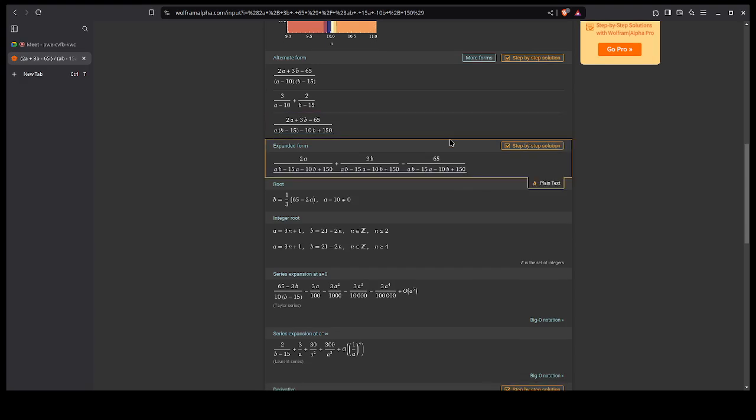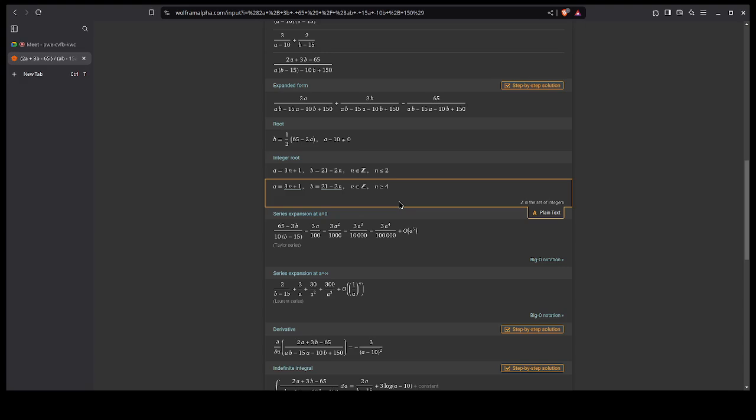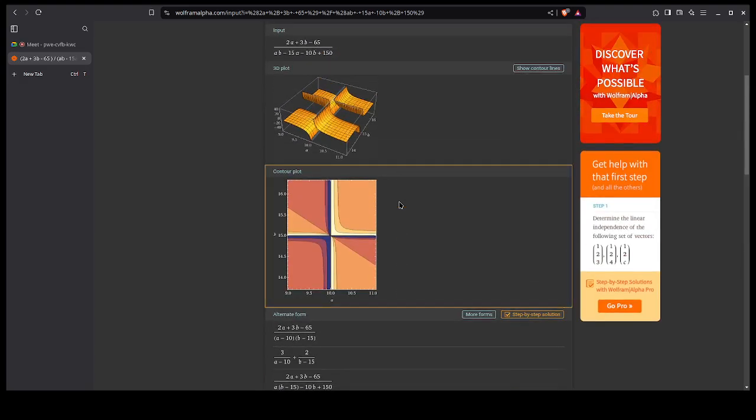Splitting it into different fractions was never an issue. Okay, this is it. Where is it? Well, it's found in... it's not equal to 0. And then this, that's for a. A minus 10 is not equal to 0. B is equal to this. So is that what we have to do? But that's not what we asked it to do.